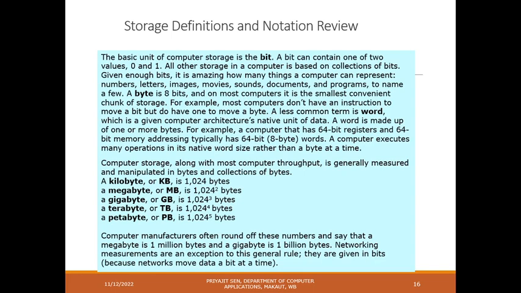So 2 to the power 20 is the next one, the megabyte: 2 to the power 20 bytes will be there in a megabyte. Then for a gigabyte, 2 to the power 30 bytes. For a terabyte, 2 to the power 40 bytes. For a petabyte, 2 to the power 50 bytes. In this way this hierarchy is classified.